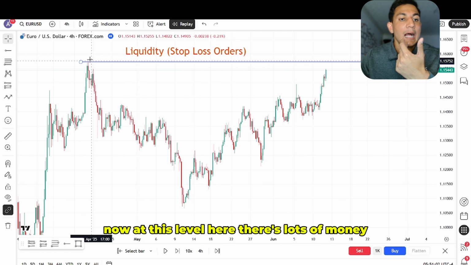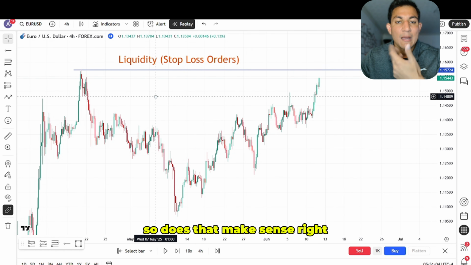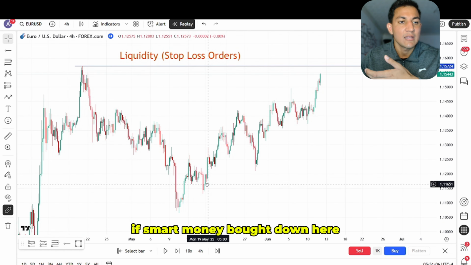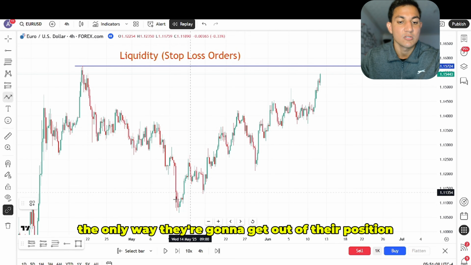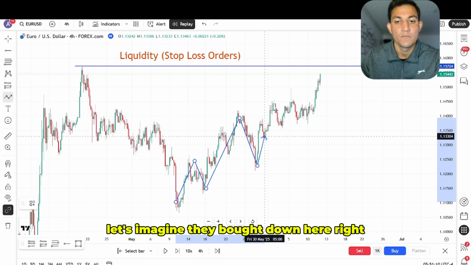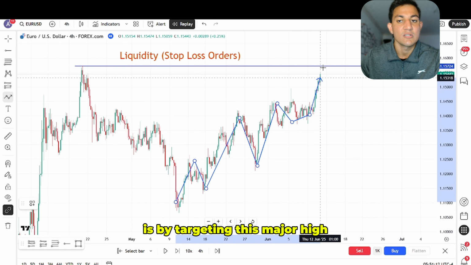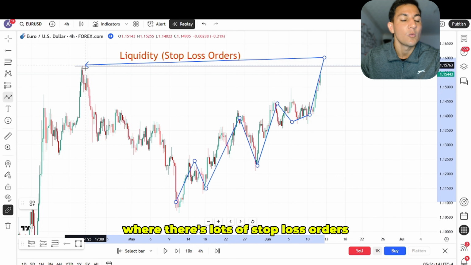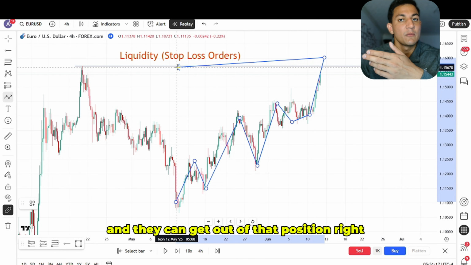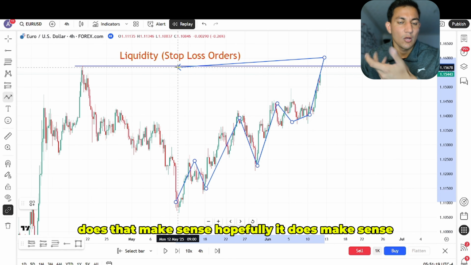Now, at this level here, there's lots of money. So does that make sense, right? If smart money bought down here, let's imagine they bought down here, is the only way they're going to get out of their position by targeting this major high where there's lots of stop loss orders, so they can get out of that position? Does that make sense? Hopefully it does make sense.